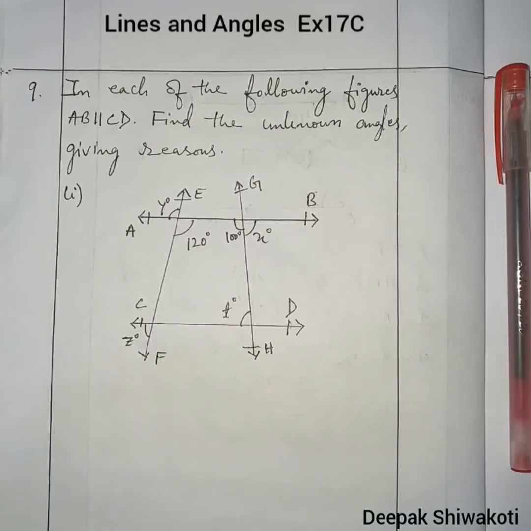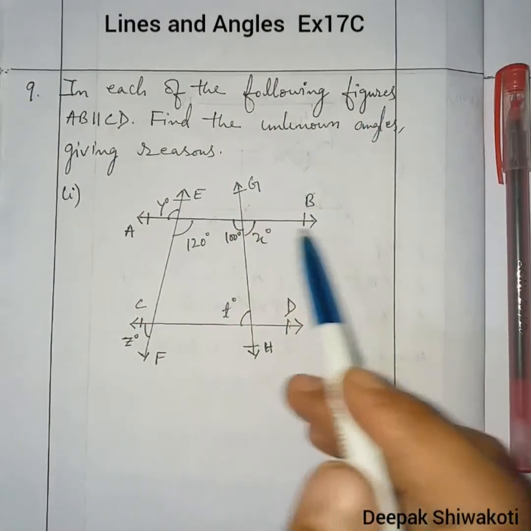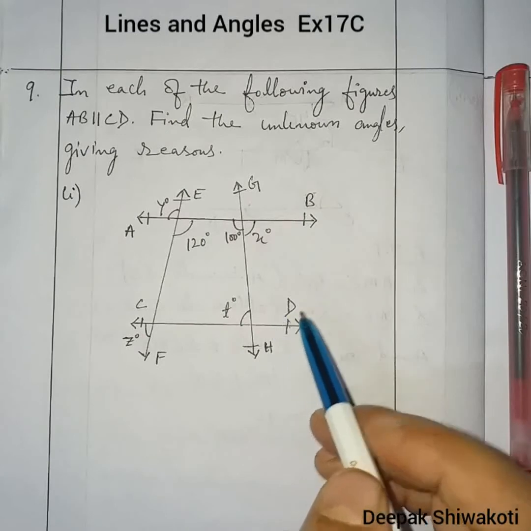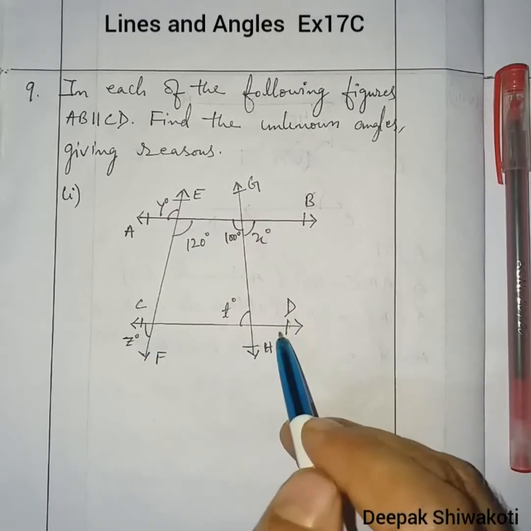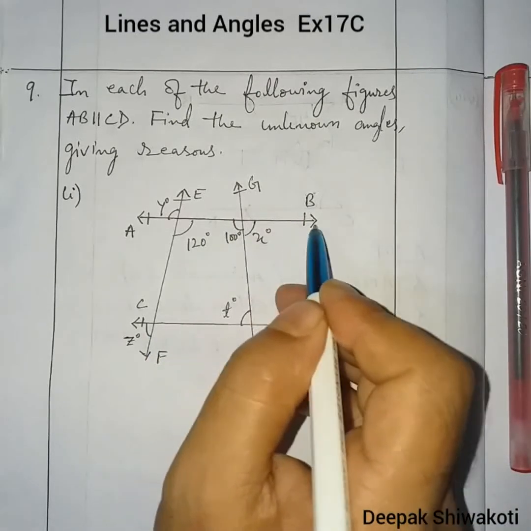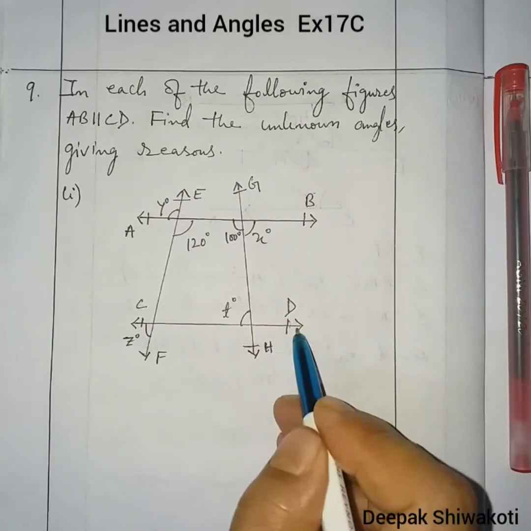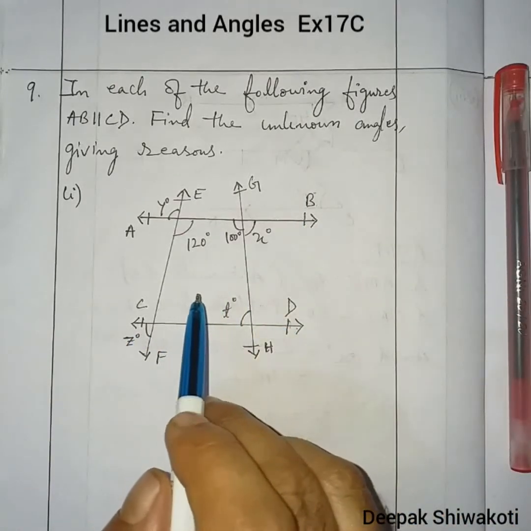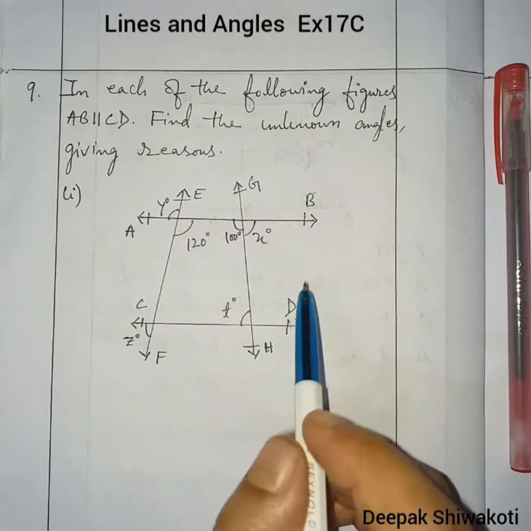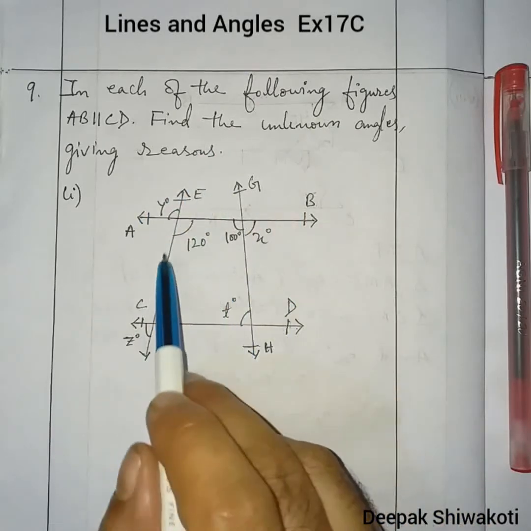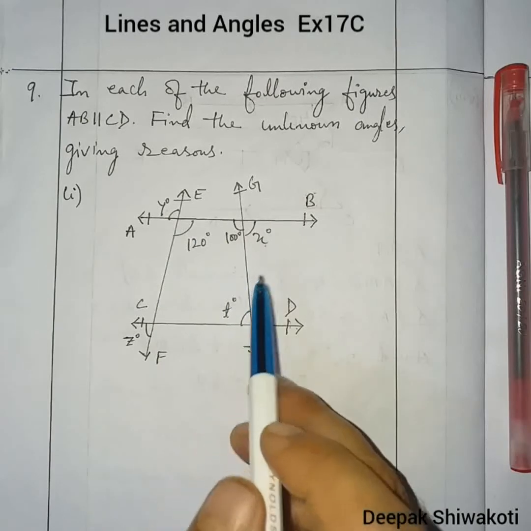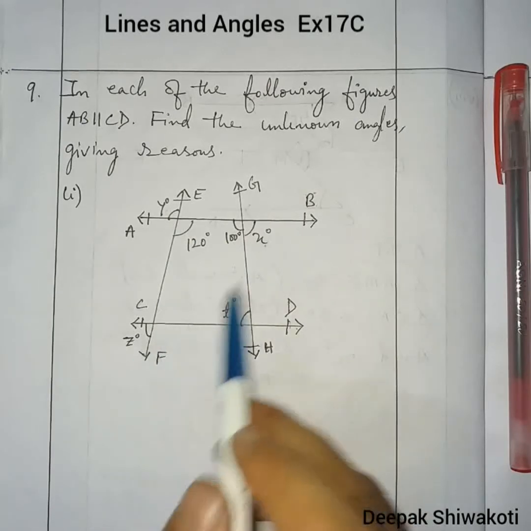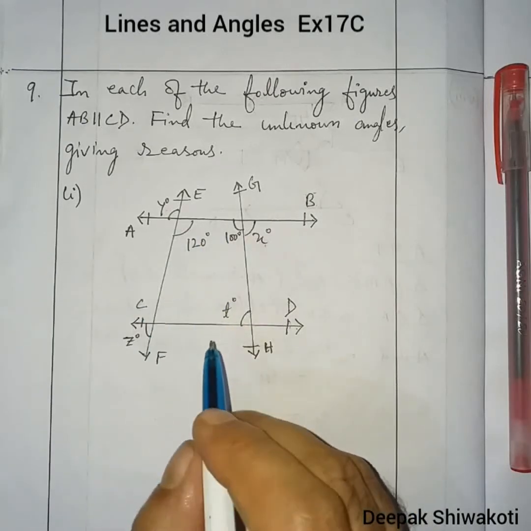Question number 9. In each of the following figures, AB is parallel to CD. Okay, this line and this line are parallel to each other. Find the unknown angles giving reasons. Okay, so the unknown angles here we can see are y degree, x degree, t degree, z degree. We have to find the values of these unknown angles.